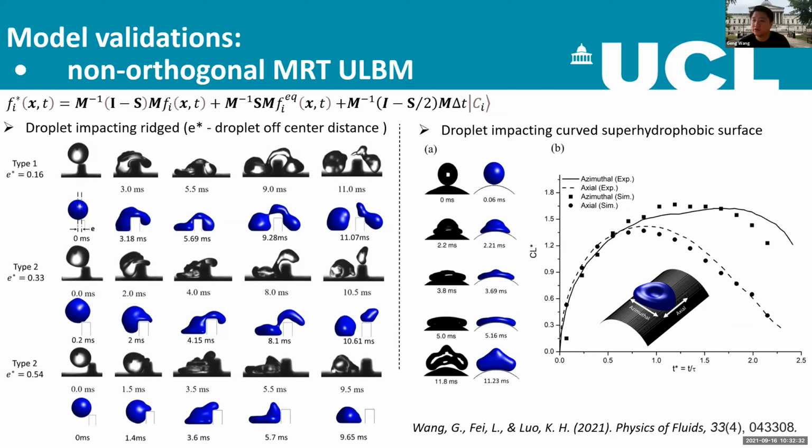Here, two cases are shown. The right one is a water droplet centrally impacting a rigid superhydrophobic surface. Three cases with different off-center distances are simulated and compared with the experiment data. The left one is a droplet impacting a curved superhydrophobic surface. As we can find, the simulation results agree both qualitatively and quantitatively with the experimental results. By extensive validations, we can find our ULBM model can actually reproduce various droplet dynamics with different model choices.